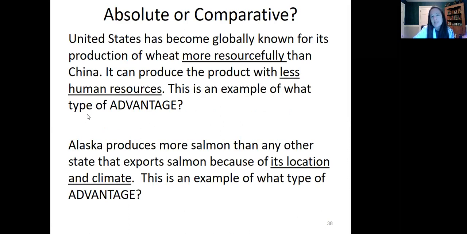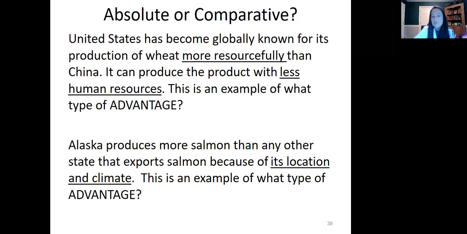So the first one, the United States has become globally known for its production of wheat more resourcefully than China. It can produce the product with less human resources. So the United States would have a comparative advantage over China because both countries produce wheat, but the United States just produces it faster. But it's because we have those huge tractors. In China, they're still harvesting wheat by hand.